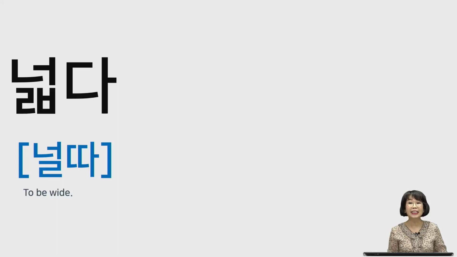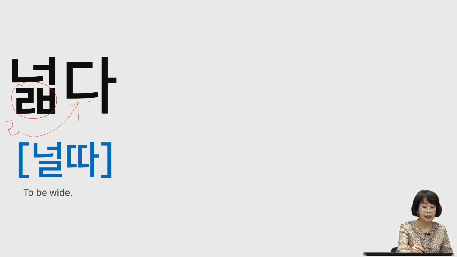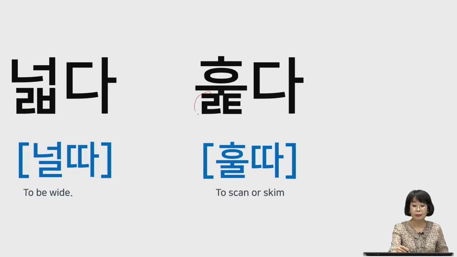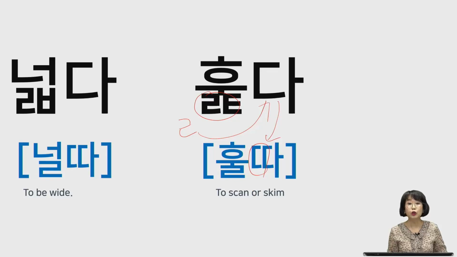넓다, 넓다, 넓다. Representative sound of this is ㄹ, and ㄹ affects ㄷ. ㄷ becomes ㄸ. 넓다, 넓다, 넓다. The representative sound of this is ㄹ sound. ㄹ affects ㄷ, and then ㄷ becomes ㄸ. 훑다, 훑다, 훑다. 넓다. 훑다.